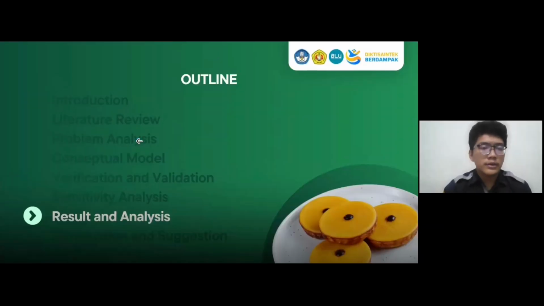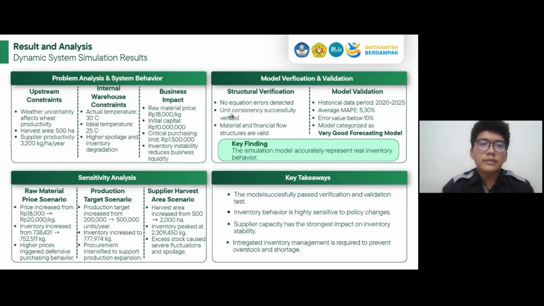Next, let's talk about result and analysis. Dynamic system simulation results, problem analysis and system behavior. Upstream constraint: weather uncertainty affects productivity, with a surface area of 500 hectares and productivity of 3,200 kilograms per hectare per year. Internal warehouse constraint: actual temperature 30 degrees Celsius, ideal temperature 25 degrees Celsius, causing higher spoilage and inventory degradation.